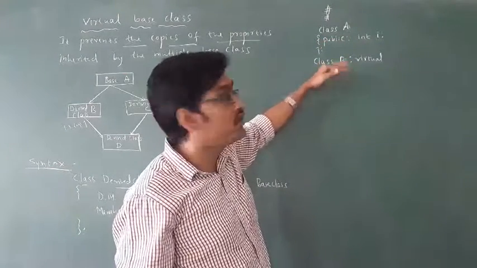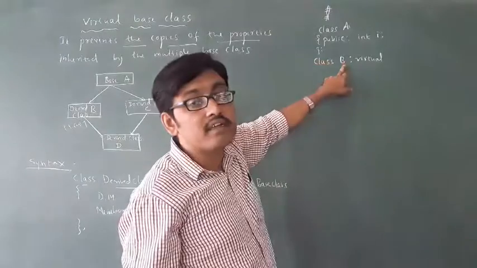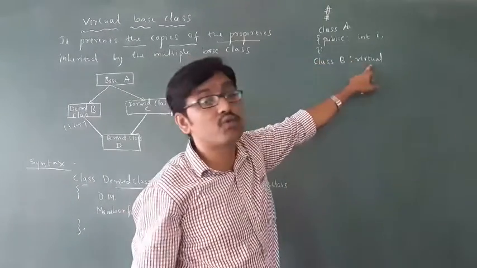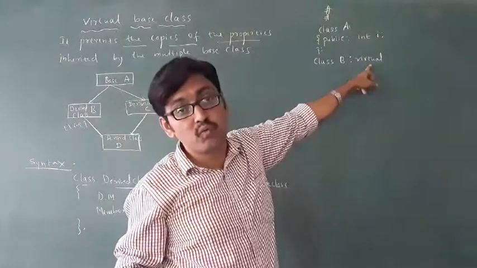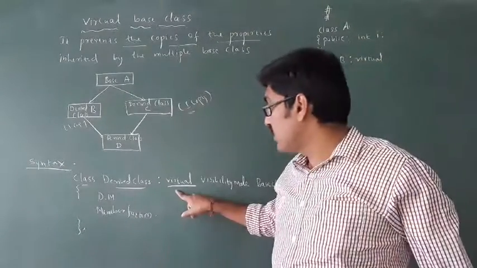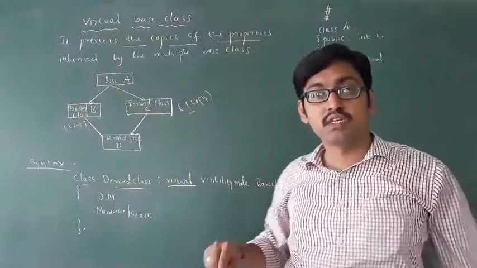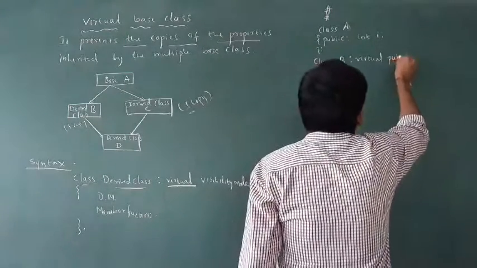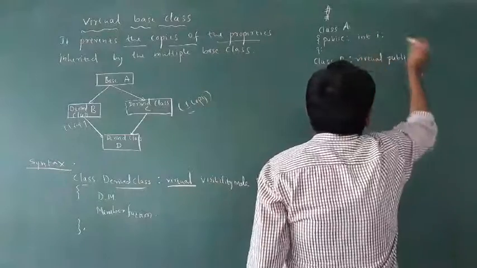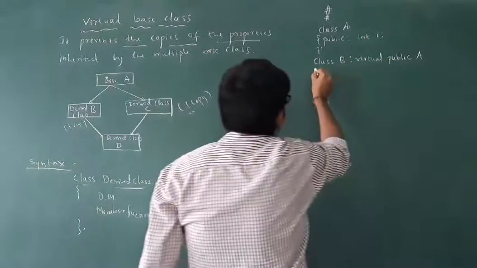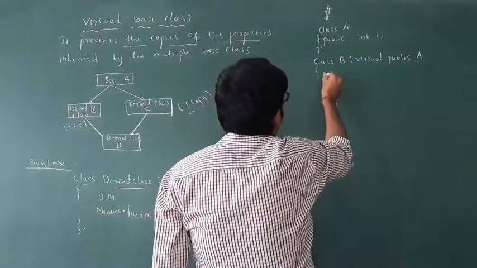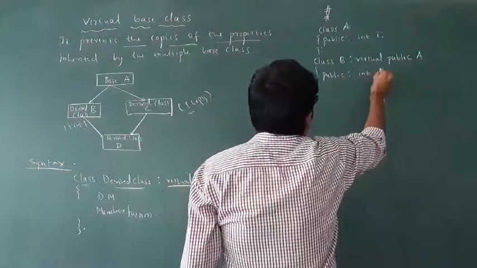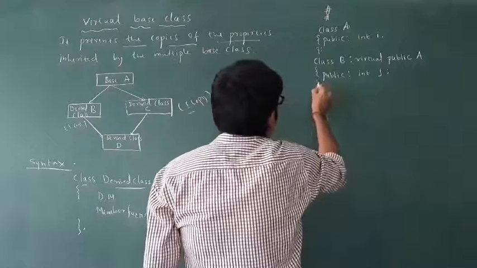What do you have to use? You have to use the class name. B is a derived class, so use the inheritance operator. You have to use the virtual keyword, then public A. Then here I am writing public int j, then close the class.